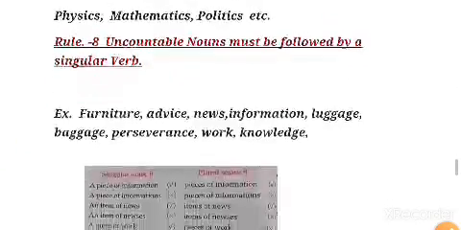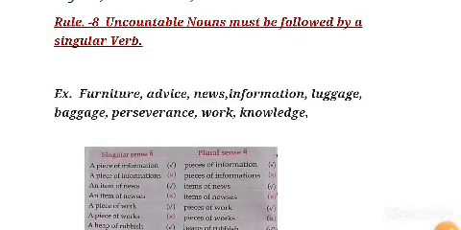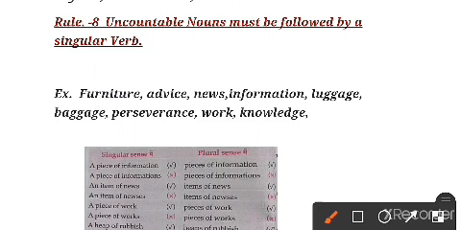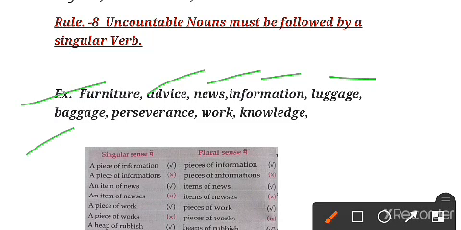Clear? Now rule number 8: an uncountable noun must be followed by a singular verb. How? See, furniture, advice, news, information, luggage, baggage, preservation, work, and knowledge. These are all uncountable nouns. We cannot count them, so we use a singular verb. How can we see this? You can see here there is a picture.